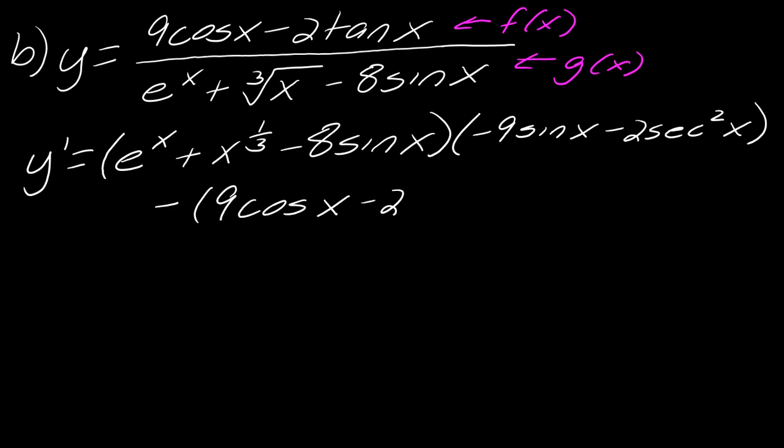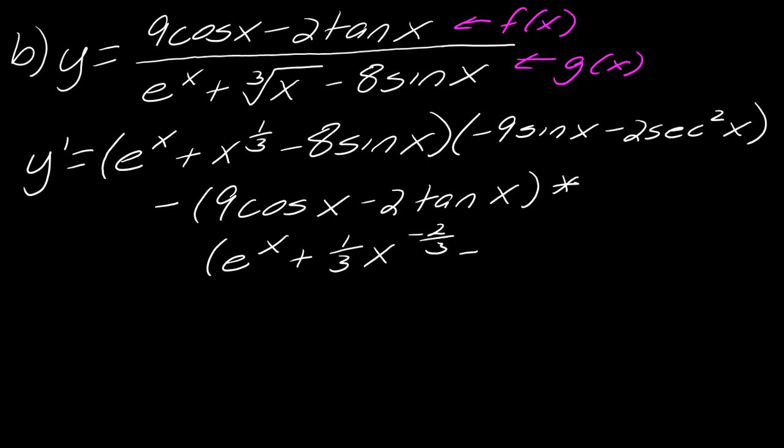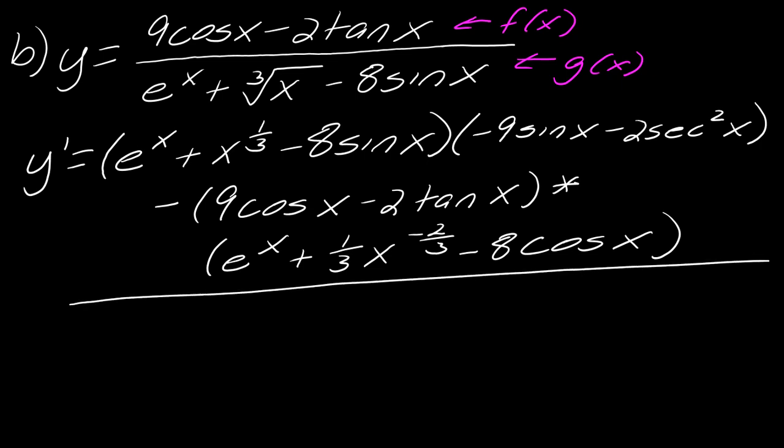and then I'll take the derivative of the bottom. So let's see, I think I'm going to run out of space there too. So now I'll go ahead and multiply that by the derivative of the bottom. The derivative of e to the x is e to the x. The derivative of x to the 1/3 is 1/3 x to the negative 2/3, and then this is minus 8 cosine of x. So now you've got this big old mess, and then all of that is over the denominator.